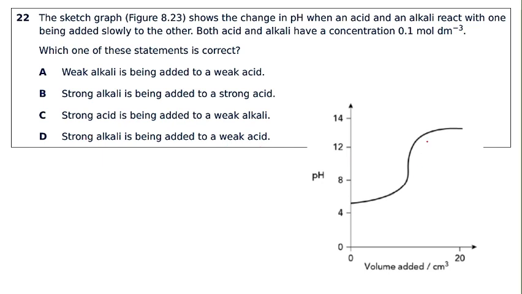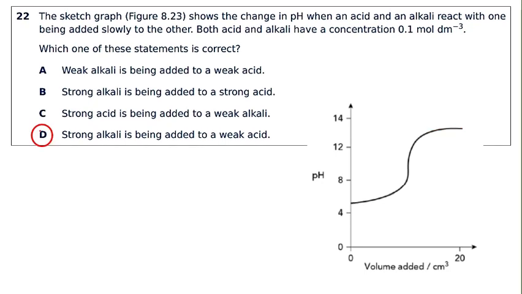So we can check the graph here. See the graph, the upper line is close to 14. It means the alkali is a strong alkali here. And this line is not close to 1, it is more close to 7. So it means it is for the weak acid. So we have strong alkali being added to weak acid. So it will be option D. D will be the correct answer here. So that's all about the self-assessment questions of chapter 8, Equilibria.